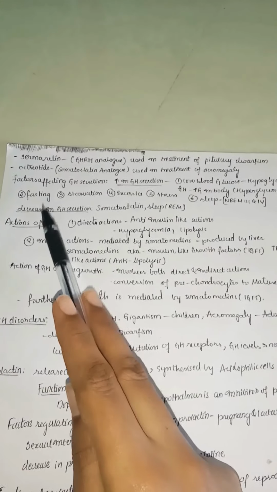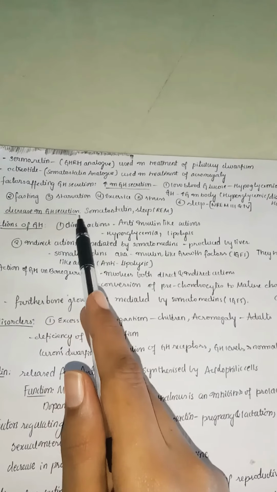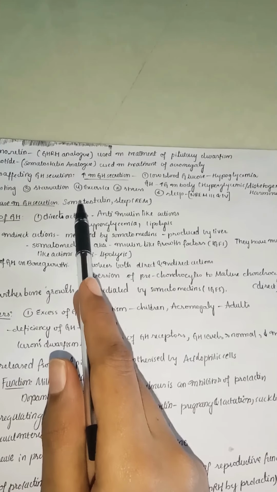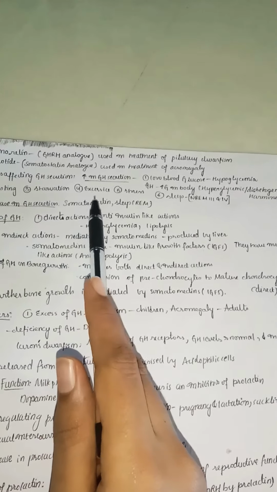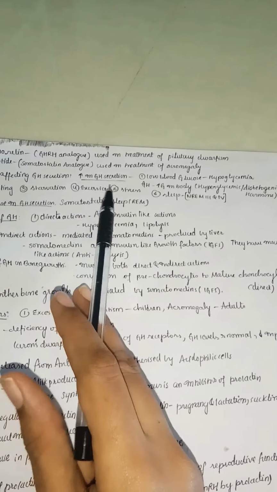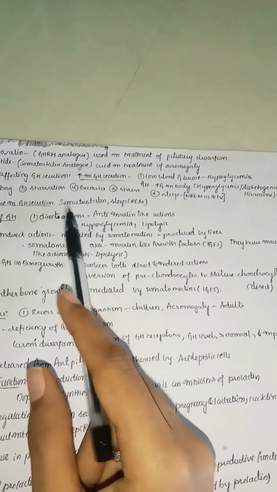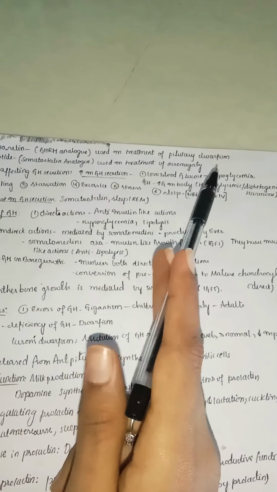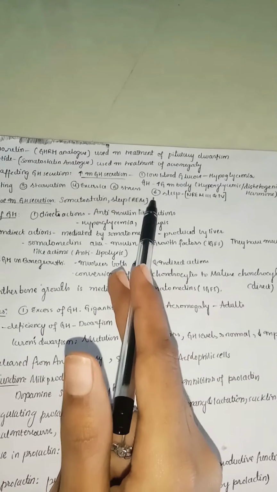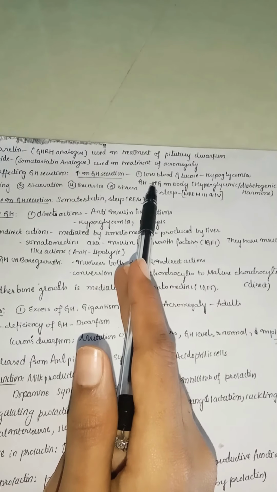The next one is fasting, of course, as I said, starvation, and exercise. When you do exercise, your glucose and calories are cut down, right? Because of that, that is nothing but hypoglycemia again, so of course it will increase growth hormone. Even in stress, and also in sleep, growth hormone increases.